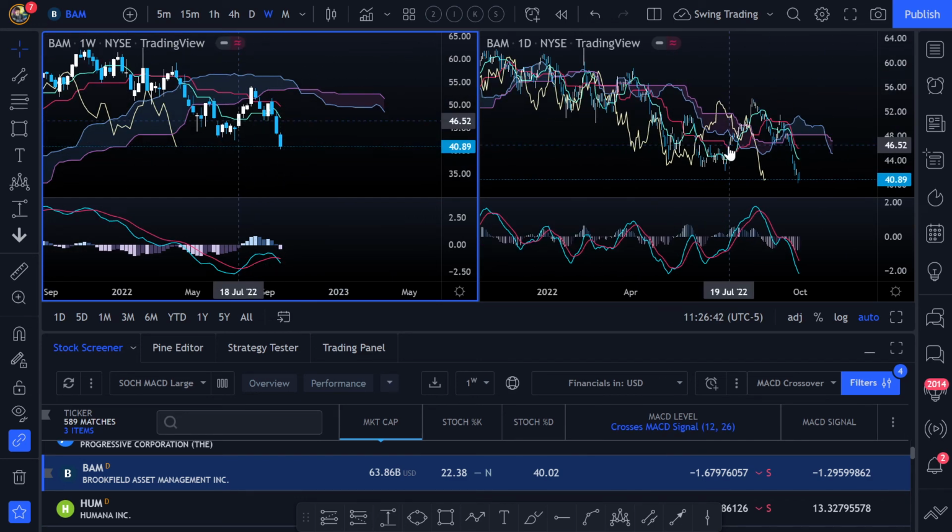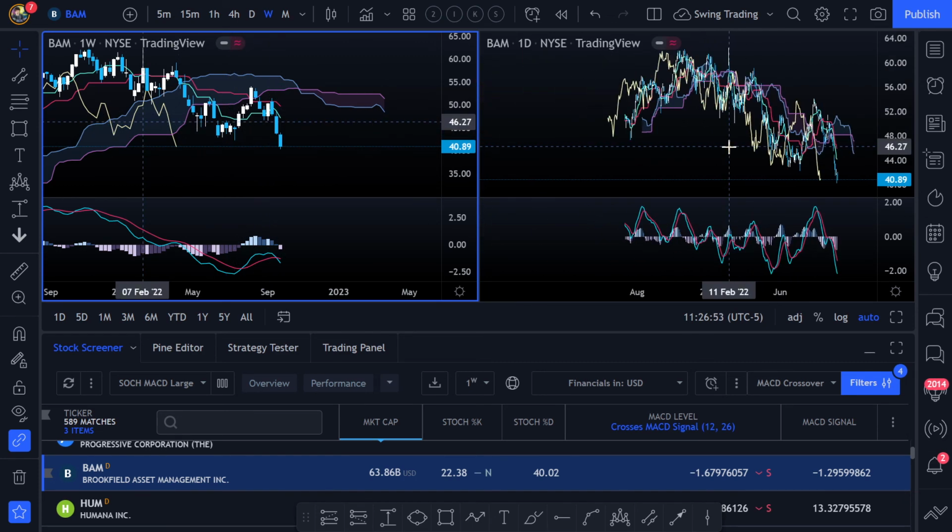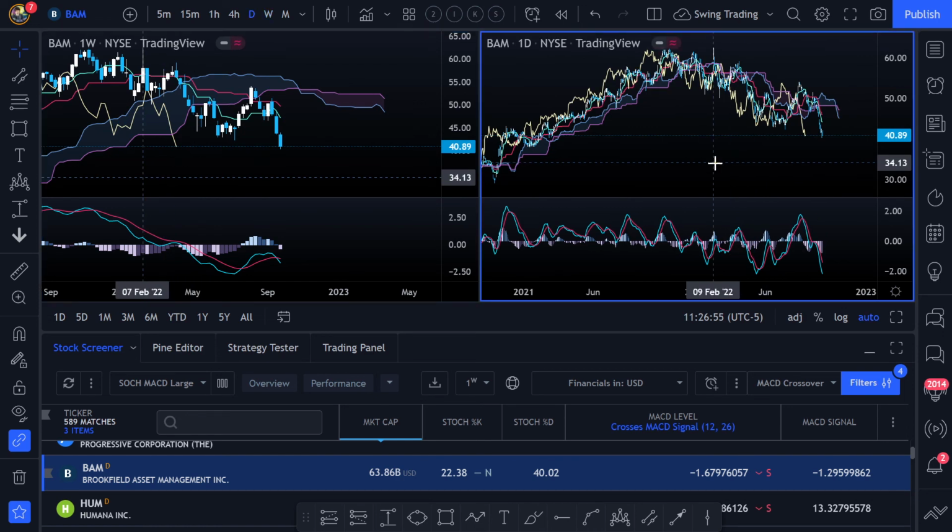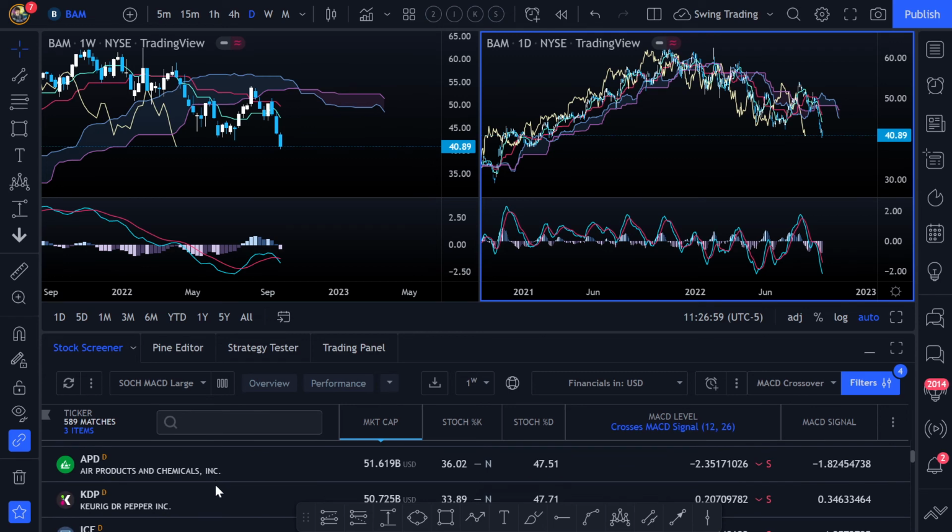And the price already broke the previous low in the daily time frame. So yeah, I think this one is another opportunity to short. So well, I think that's it for now.